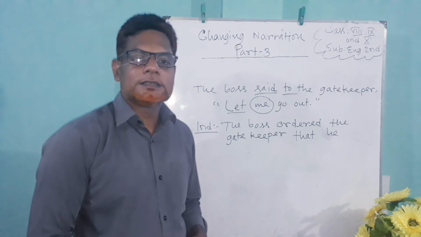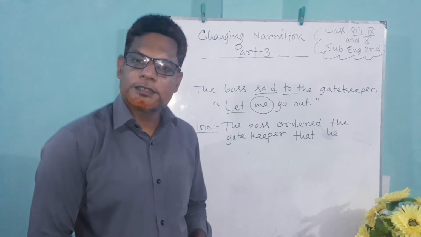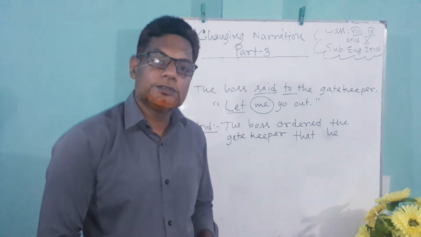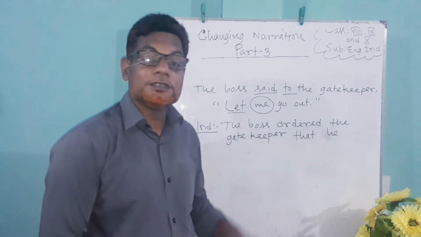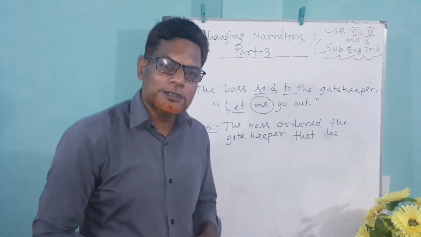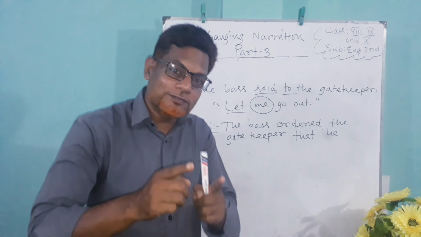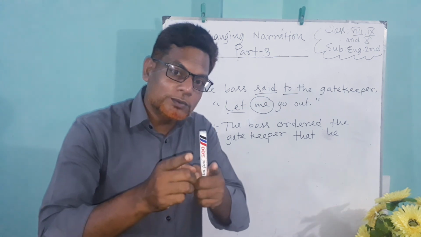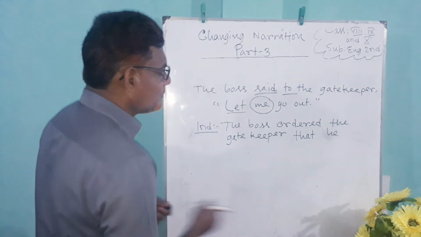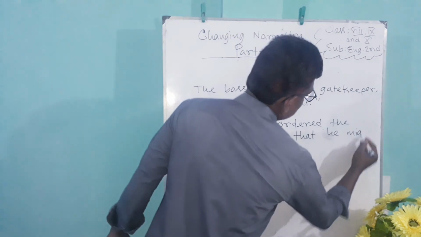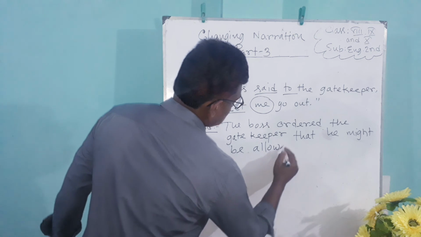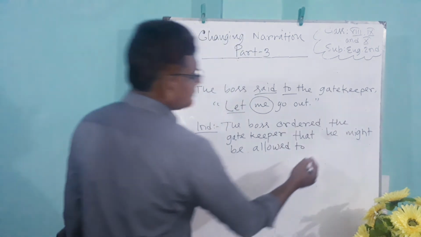Then we have to write what? Should or might. Yes, we will use here might or might be allowed to. Why? As the sentence is not denoting proposal. I again remind you that if the sentence of the reported speech starts with let, and if the sentence denotes proposal, only then you have to use should. But for other cases, you have to use might or might be allowed to. Might be allowed to. Then the rest of the words go out.